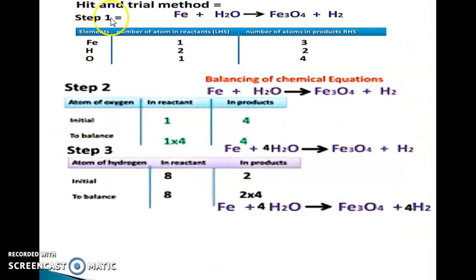Now look at here. In the first step, we have to write down the unbalanced chemical equation. After that, as we discussed earlier, we have to make 3 columns. In the first column, we have to write down the names of the elements used in a chemical reaction. Like in the above reaction, Fe is used, hydrogen is used, oxygen is used. So basically 3 elements are used in the above unbalanced chemical reaction. So we have to first write down the name of the element.